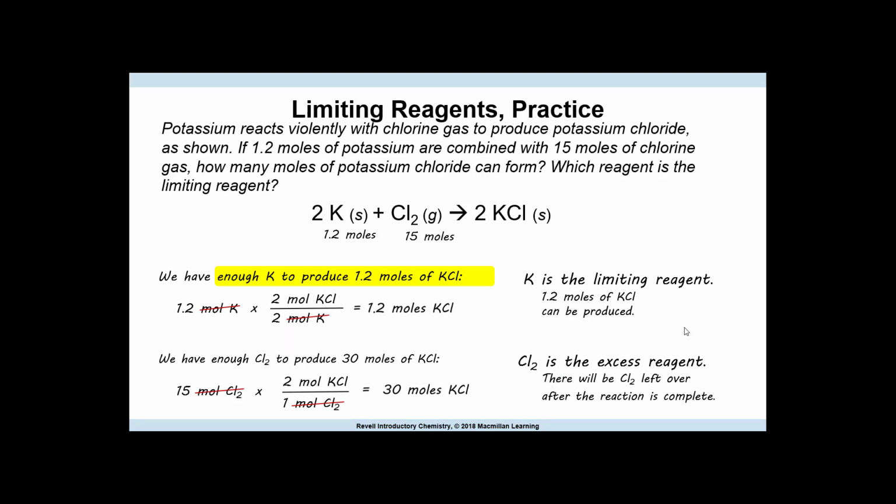All right, so let's take a look at this in even more detail. Let's look at this example. Potassium reacts violently with chlorine gas to produce potassium chloride. If 1.2 moles of potassium are combined with 15 moles of chlorine gas, how many moles of potassium chloride can form? Which reagent is the limiting reagent?